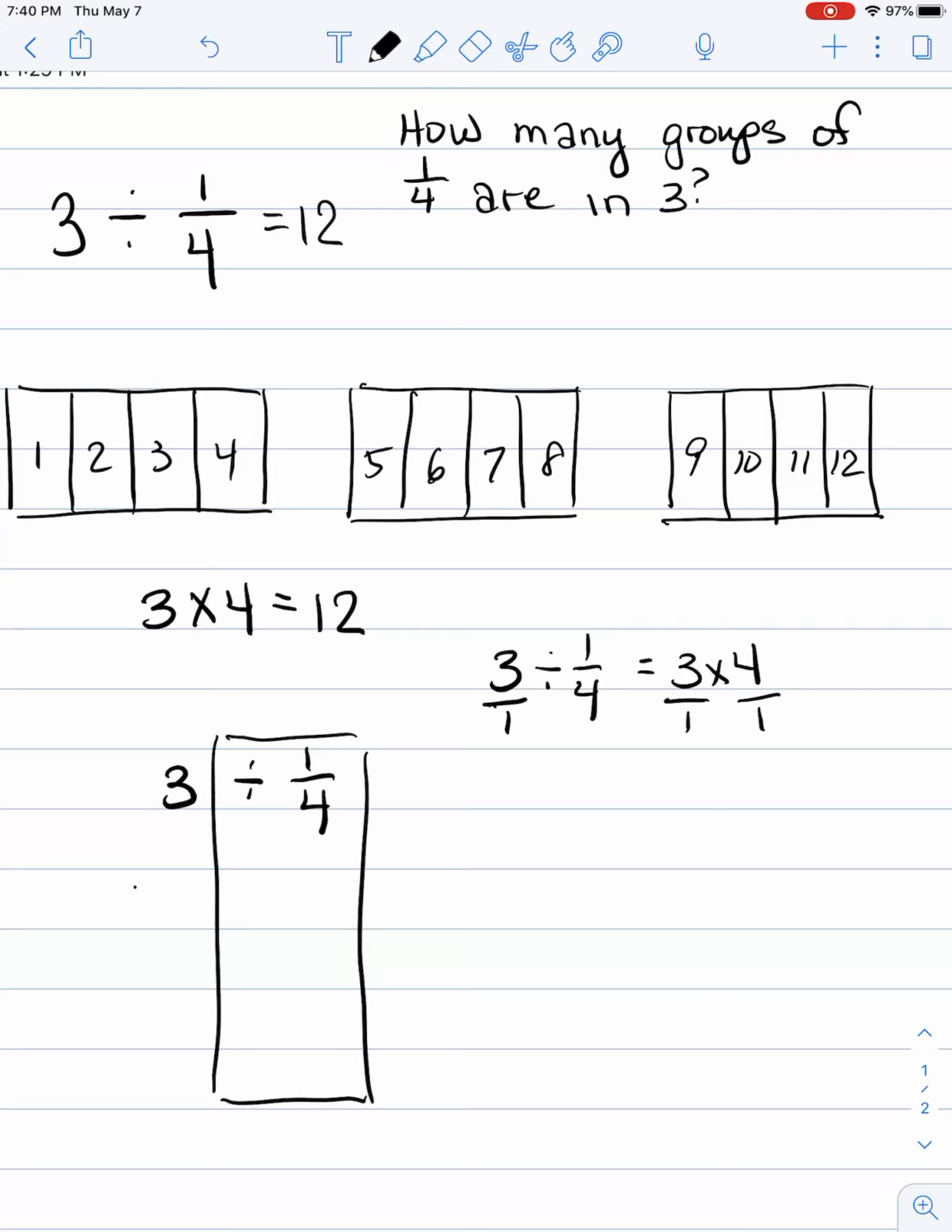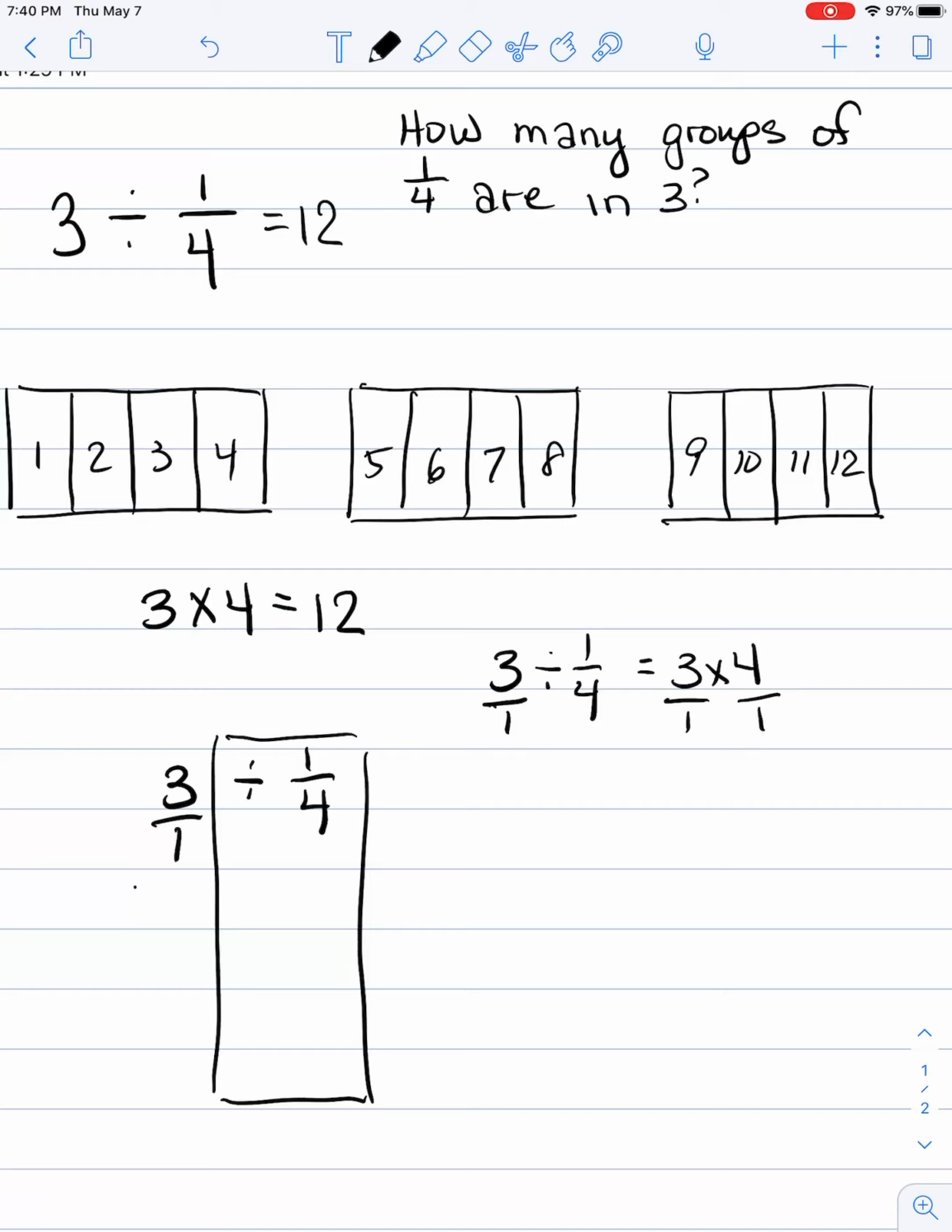The box separates the dividend, which never changes, because the dividend represents a real thing. In this case, it represents 3 rectangles. Okay, so we cannot change the dividend without changing the problem. And I'm going to put the 3 over 1.